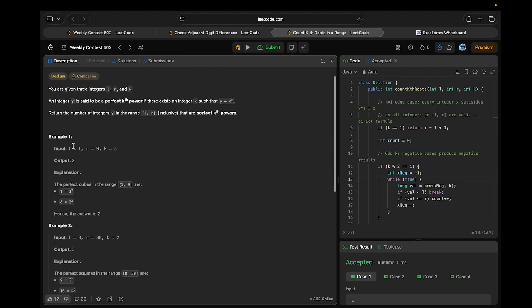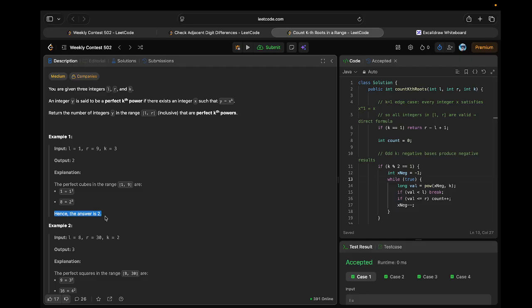Got it? If you see, we have L and R, right? For perfect cubes in the range, if we calculate 1 to the power 3, which is 1, and 2 to the power 3, which is 8, they both come under this particular range. So hence the answer is 2, right? So this is what we have to do.